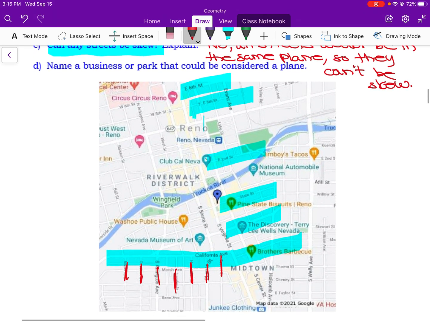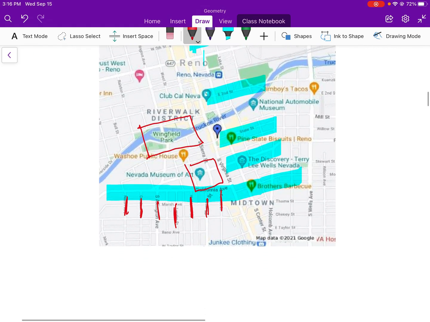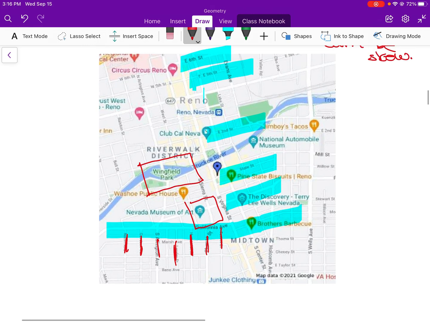Okay, and then lastly, D is asking for us to name a business or park that could be considered a plane. So we could just say like Wingfield Park. If we were to kind of create a little region that circulates Wingfield Park, that could be considered a plane, right? There's a series of points. Or even if we put, let's see, what's another one? Museum of Art, right? Could be considered a plane, just the space that it takes up. So it's just kind of cool to apply some concepts to the real world.